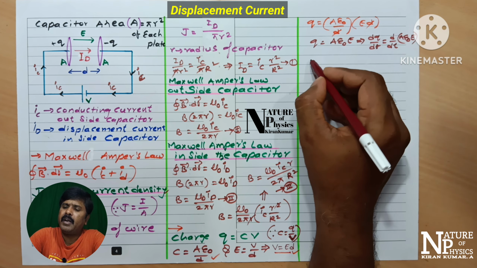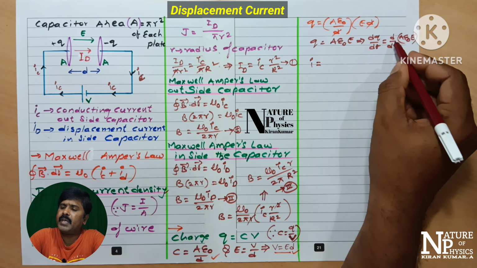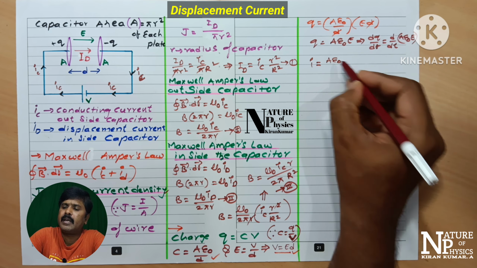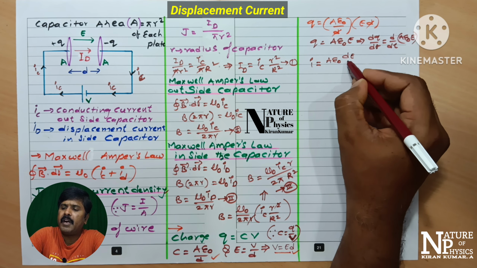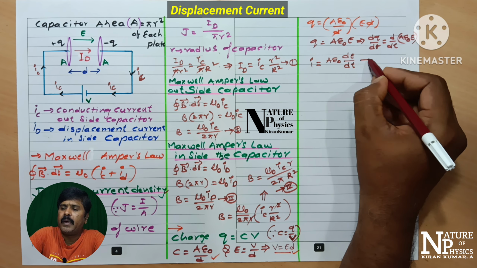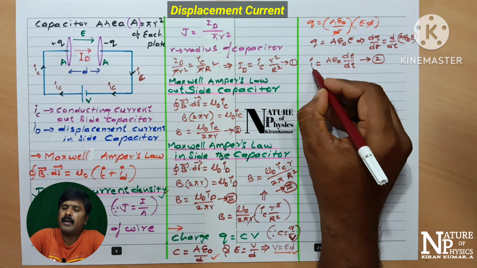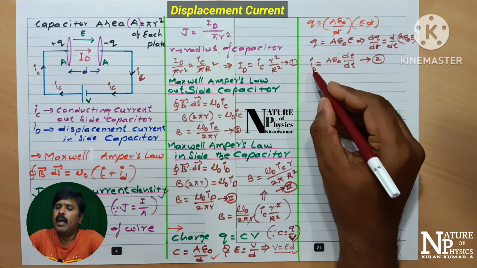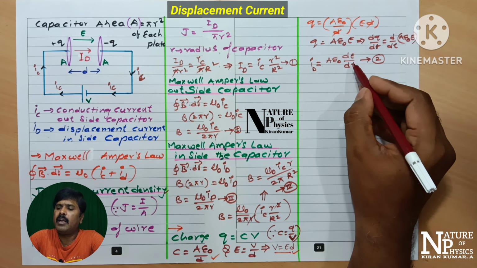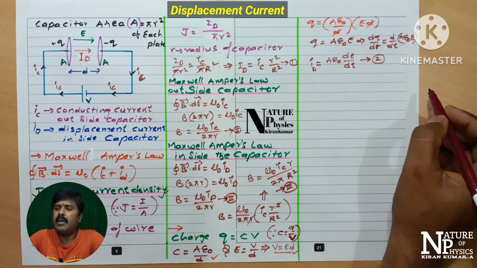So that dq by dt gives the current I, which is equal to A epsilon naught is the common, so dE divided by dt I got. Now I can write this as equation number 2 for the displacement current I d. See there, I d is equal to A epsilon naught dE by dt is the second equation.